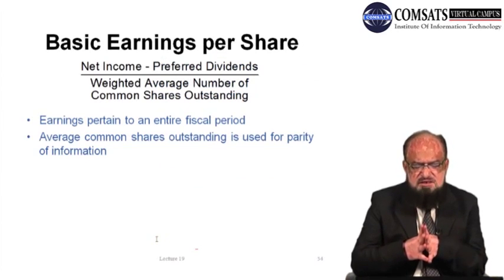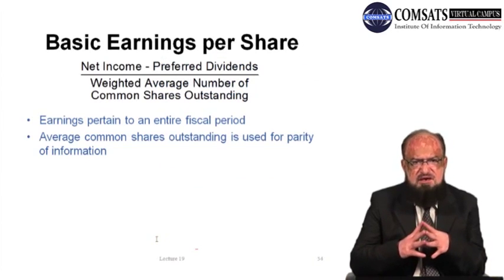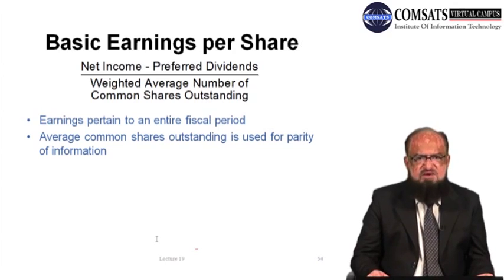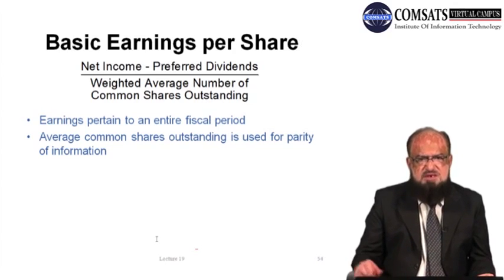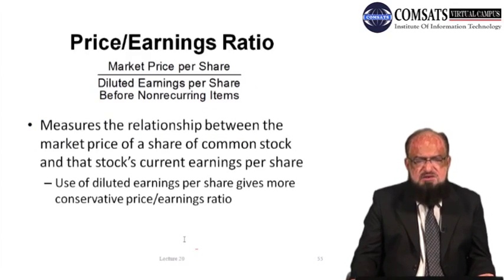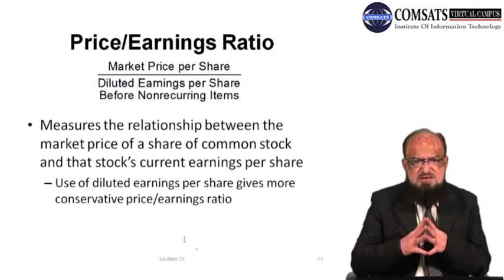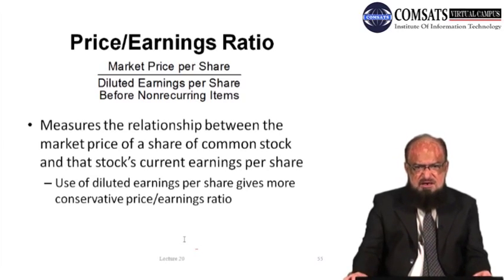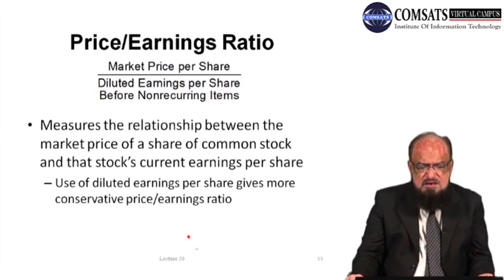Another formula we have discussed in lecture 19, basic earnings per share. The formula is very simple: net income minus preferred dividends divided by weighted average number of common shares outstanding. Dear students, we have discussed another formula in lecture 20, price earning ratio. The formula is very simple: market price per share divided by diluted earnings per share before non-recurring items of the business.